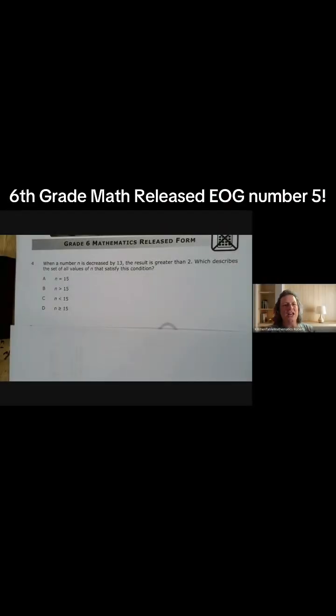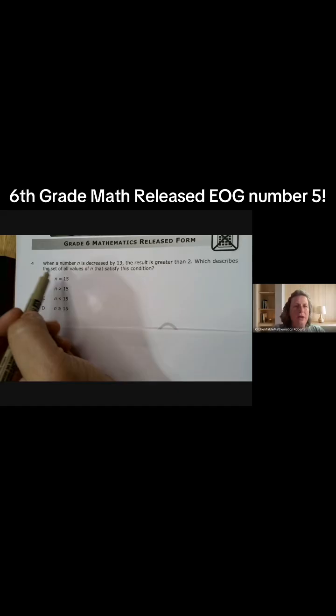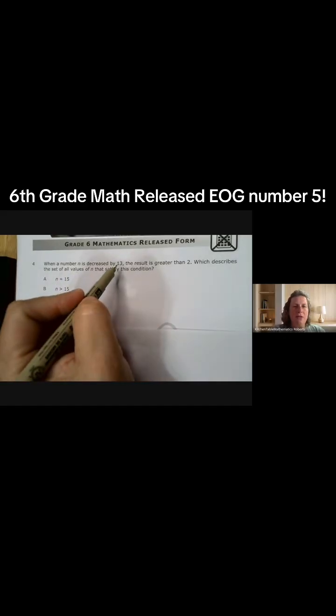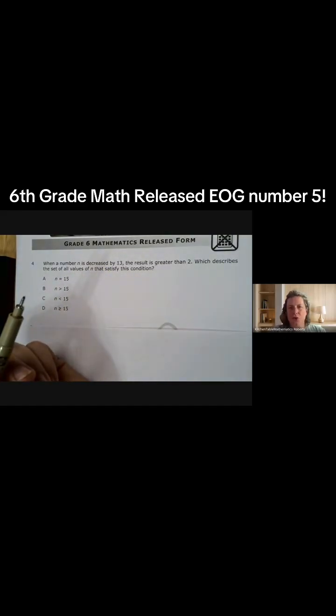So we have: when a number n is decreased by 13, the result is greater than 2, which describes a set of all values of n that satisfy this condition. So this is another one of those problems where you are translating from a word sentence to a math sentence. You just have to take it piece by piece. Do not get overwhelmed.